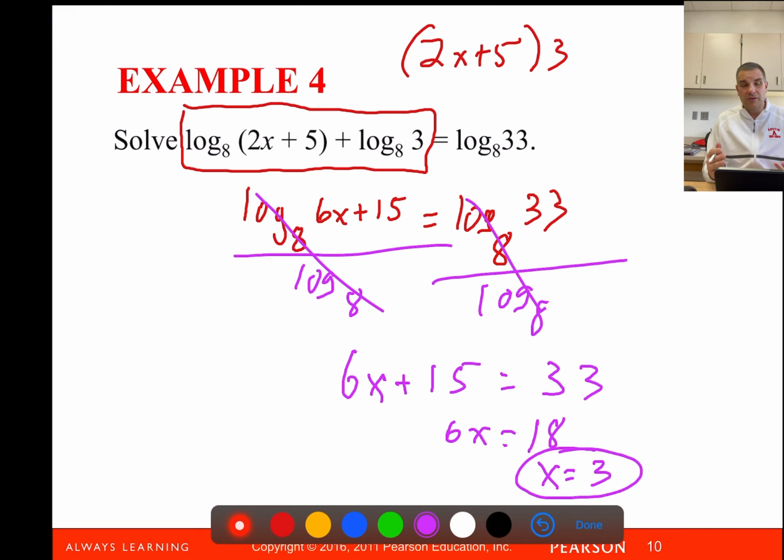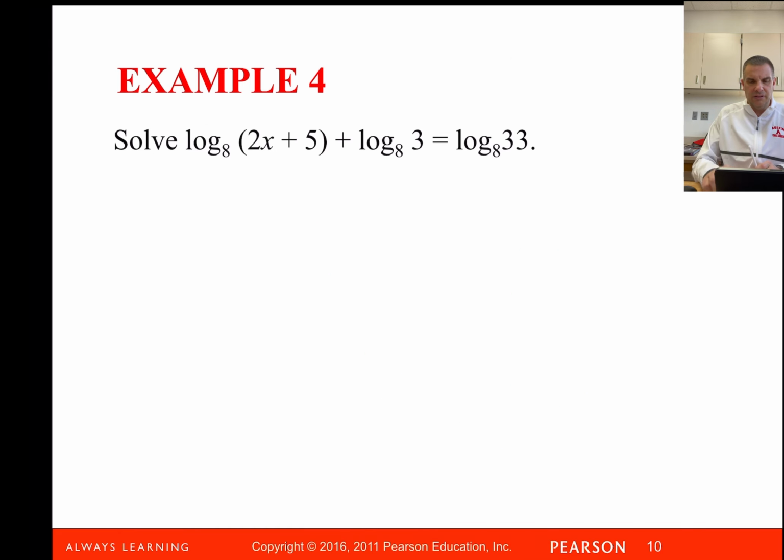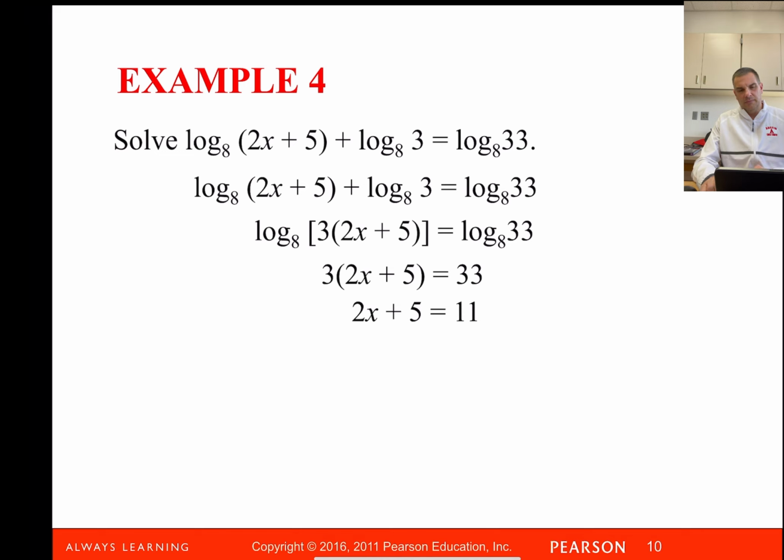Okay. So if you get more than one log, you've got two logs there added together or subtracted from each other, make sure you write it as a single log using those properties that we talked about in lesson 11.4, I believe, is what lesson that one was in. And again, they do them a little differently than I do, but same answer. Did we get 3? Yeah, we got 3. Cool.